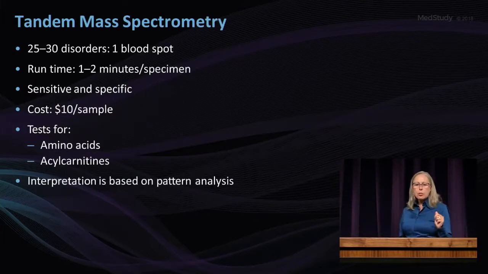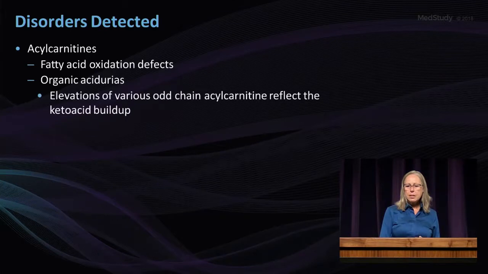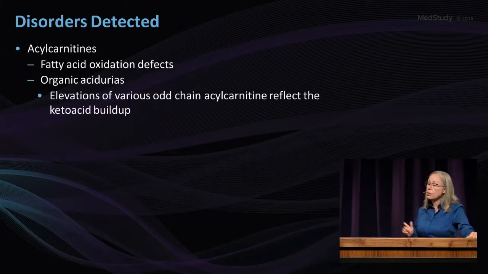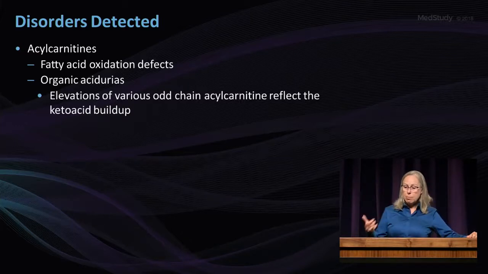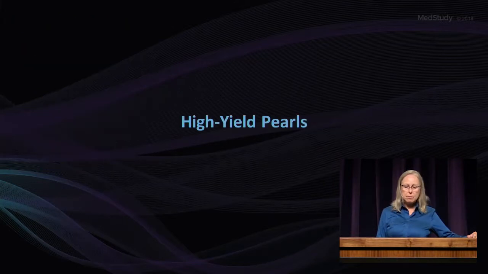The tandem mass spec can do 25 to 30 disorders on one blood spot. The runtime is about 1 to 2 minutes per specimen. It's sensitive and specific. Cost is somewhere around $10 per specimen. It measures amino acids and acylcarnitines, and then we interpret that based on pattern analysis. The acylcarnitine profile gives us fatty acid oxidation disorders and organic acidurias. The amino acid profile lets us pick up some of the urea cycle defects.